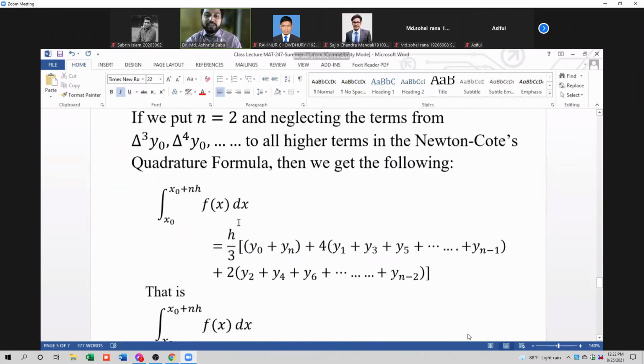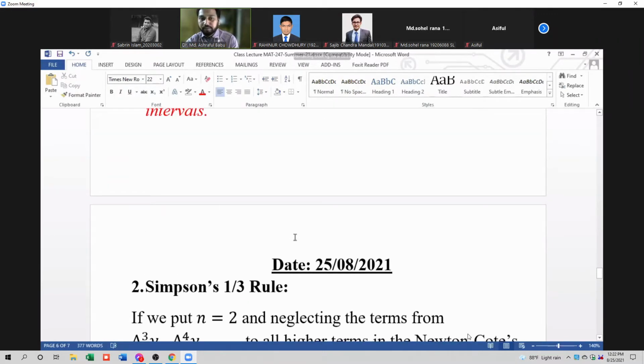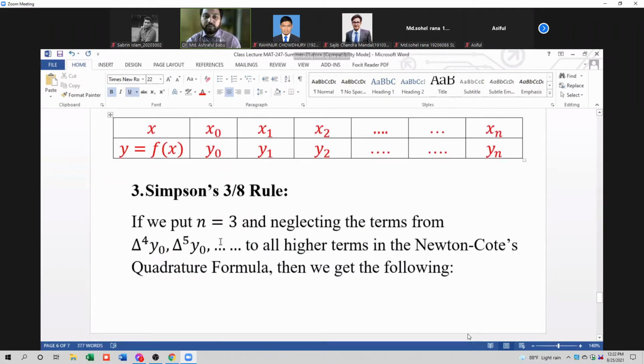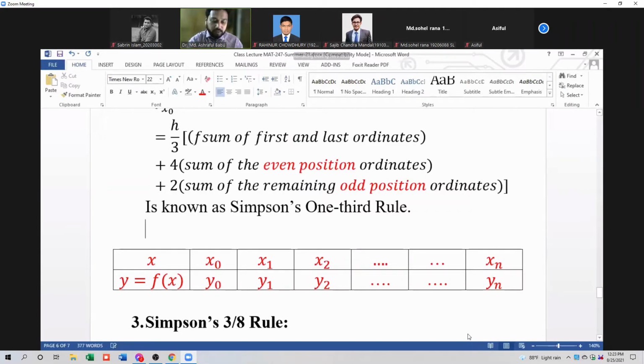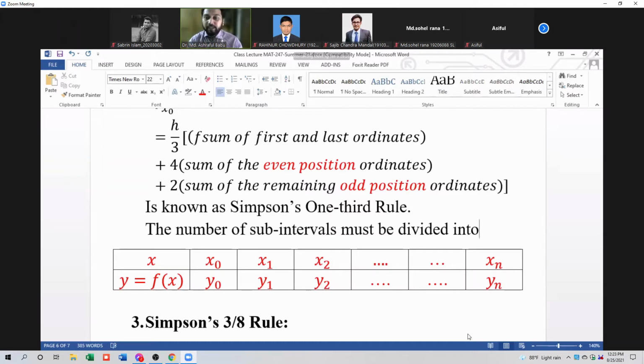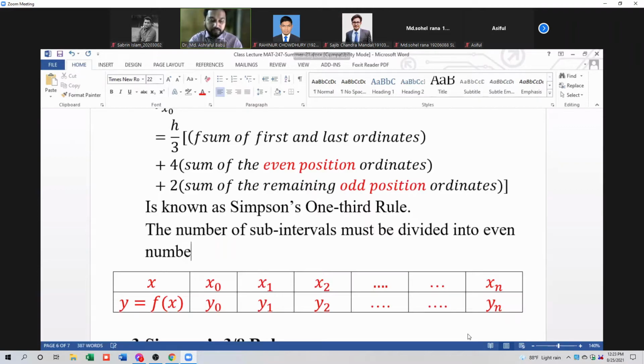But for the Simpson 1/3 rule, there is a condition. What is the condition? For the Simpson 1/3 rule, the number of subintervals must be even. The interval must be divided into an even number of subintervals.